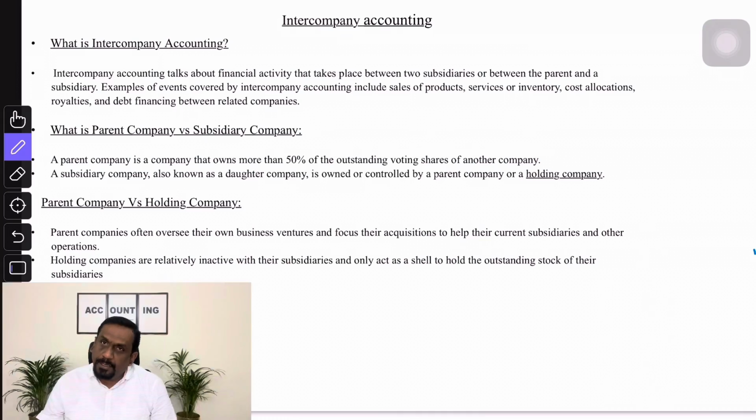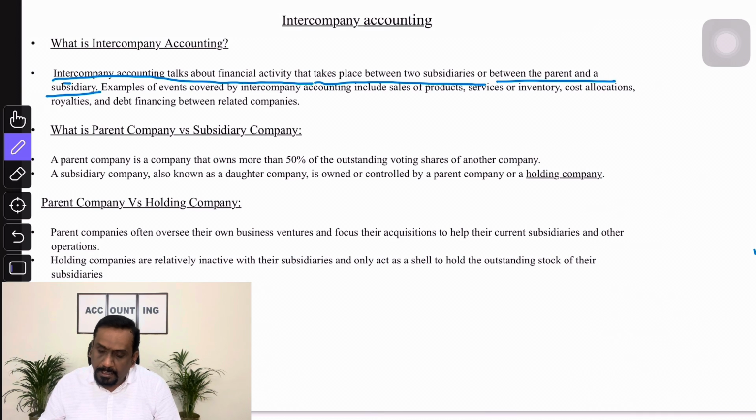Okay, let us talk about what is intercompany accounting. Let me read out the definition. Intercompany accounting talks about financial activity that takes place between two subsidiaries or between the parent and a subsidiary. This is what intercompany meaning says. Let us say, I'll explain this with an example.